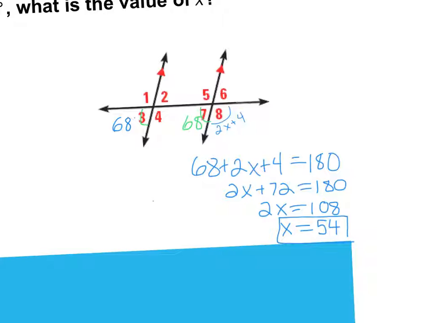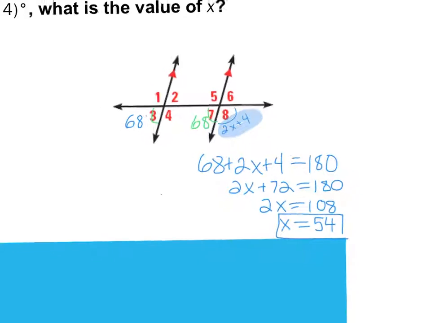Sorry, go ahead. Wouldn't 54 and 68 have to equal 180? No, 54 is your x. So when you plug 54 back into here, that plus 68 has to add up to 180. So if I plug it back in, I get 108, 108 plus 4 is 112, and that plus 68 equals 180. Questions on any of that?